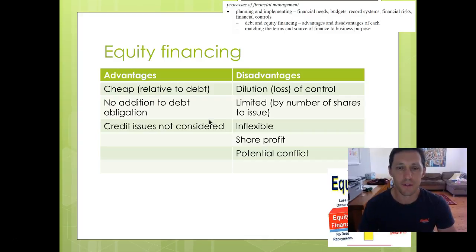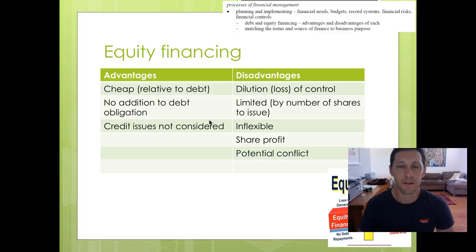A further disadvantage is that it is limited. You can only issue a certain amount of equity. For example, in that case I was just talking about with Domain, they're saying the business is valued at about $3 billion. So the most they could get out of a capital raising or some sort of equity financing in that instance is $3 billion. Now clearly that's a lot of money, but there is a limit and there is a ceiling to the amount that you can raise and access via equity financing.